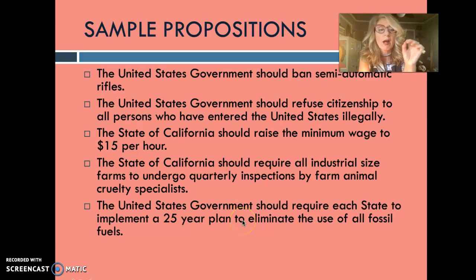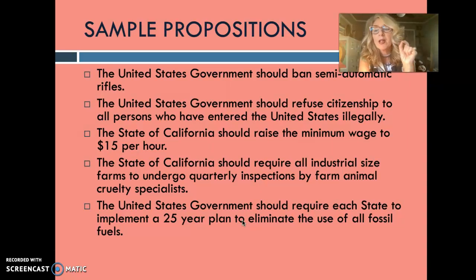The United States government should require each state to implement a 25-year plan to eliminate the use of all fossil fuels. The state of California is already doing that. Let's say the U.S. government should require every state, all 50 states, to implement a 25-year plan. So starting from now, what is their plan over 25 years to get rid of the use of all fossil fuels? Now, I don't think we're just talking about cars. Fossil fuels are used for other kinds of machinery. Those are the kinds of things you want to ask.